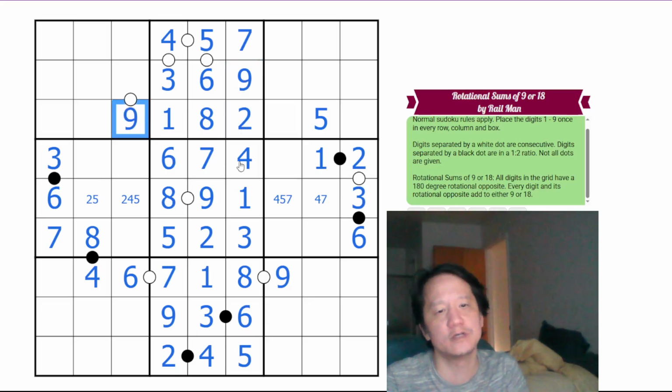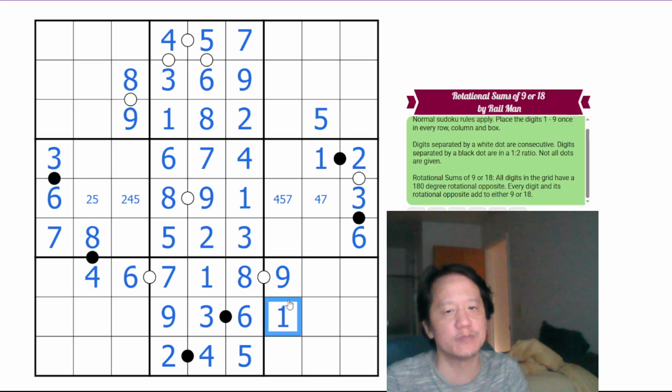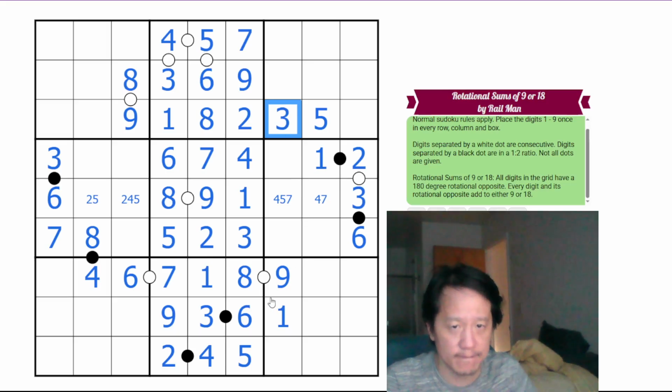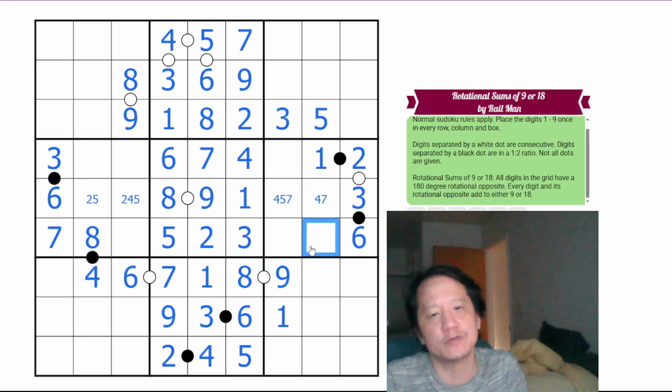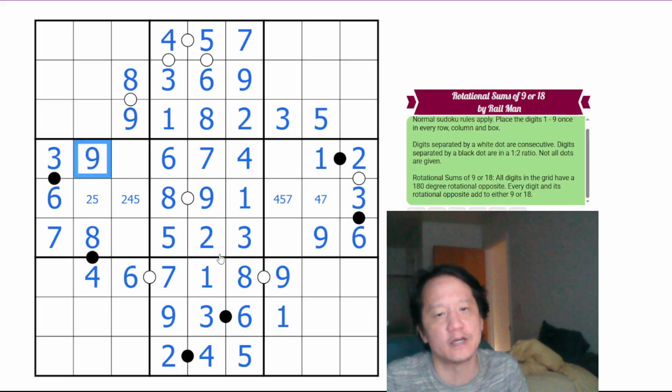2 eliminates 2 here, so it's 9, which is consecutive with 8. 8 and 1 add up to 9. 6 and 3 add up to 9. Where is 9 in this right central box? Can't be here because of 9 in the column, so 9 has to be here, which makes that 9 to add up to 18.